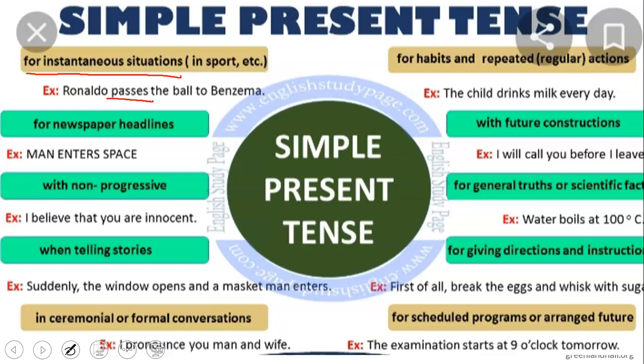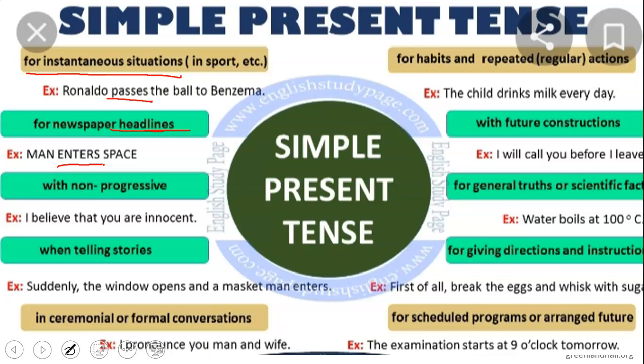Now, for newspaper headlines, you use the simple present tense. This is an example here. The man enters space. Now, that enters there is a simple present tense.